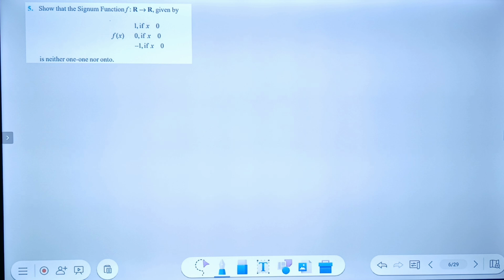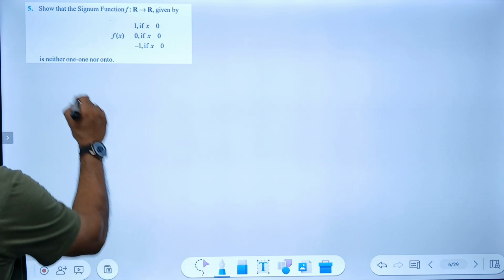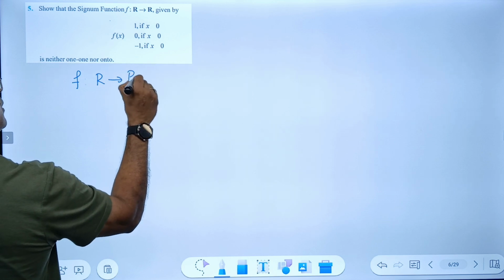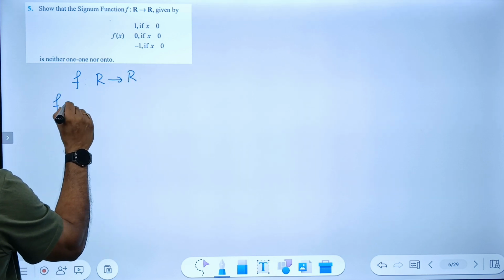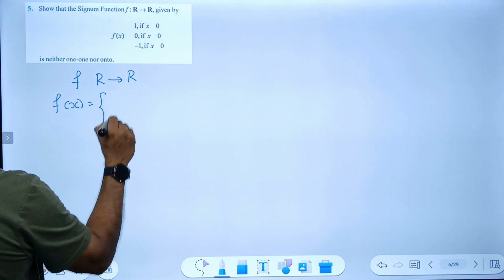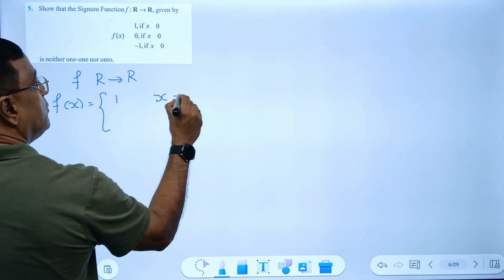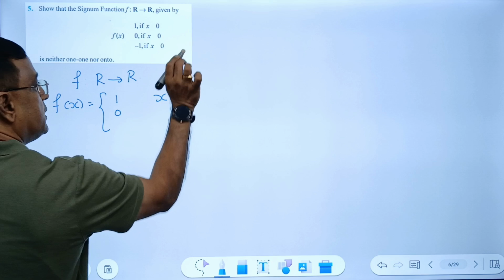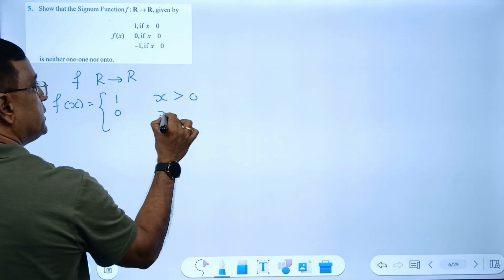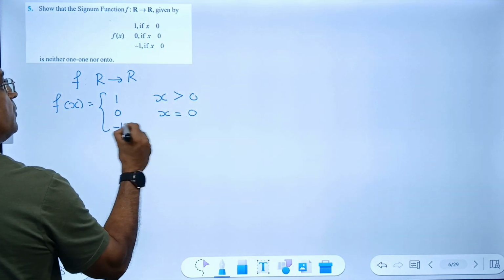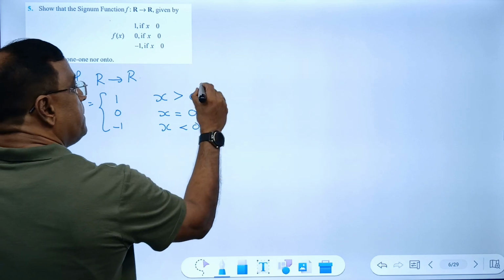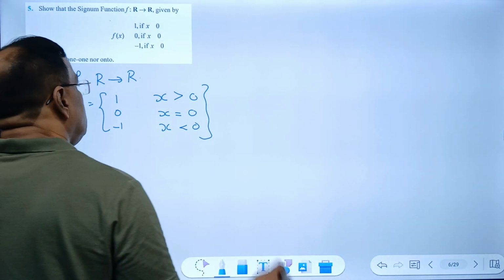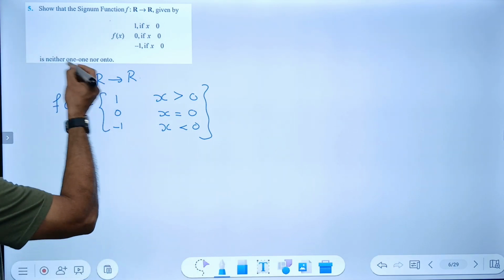Show that the signum function, here f is a function from R to R. The signum function is defined as 1 when x is greater than 0, 0 when x is equal to 0, minus 1 when x is less than 0. This is the definition of the signum function. Okay. So now, is it 1 to 1 or onto? That's what you have to verify.